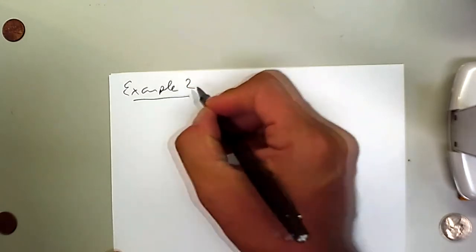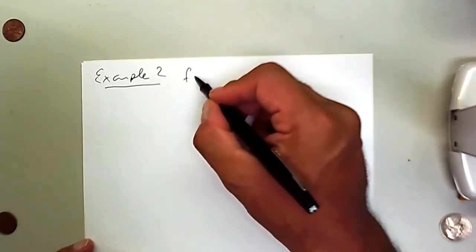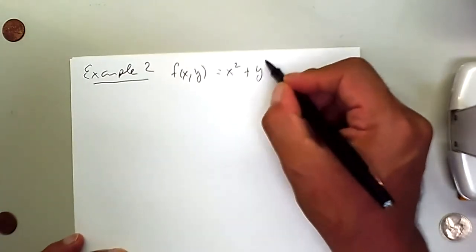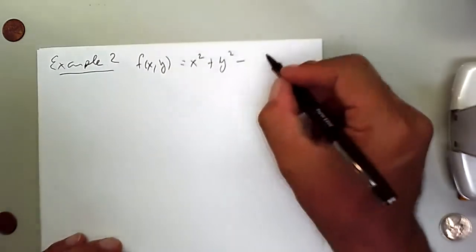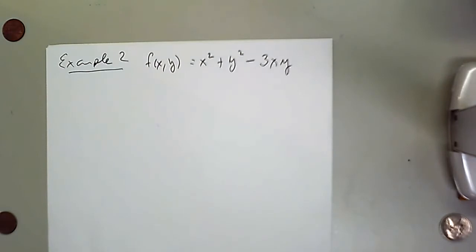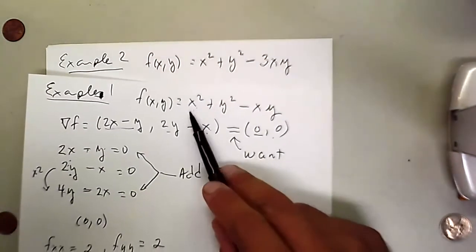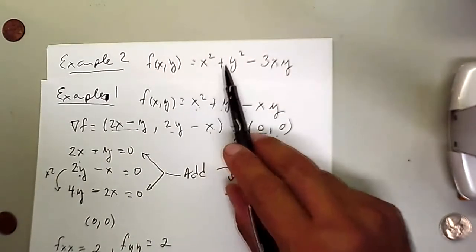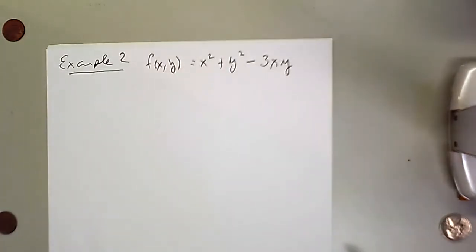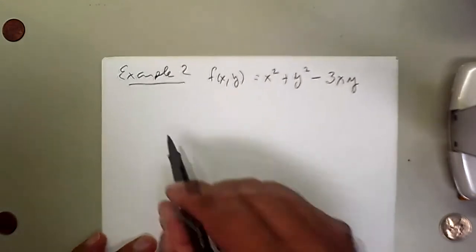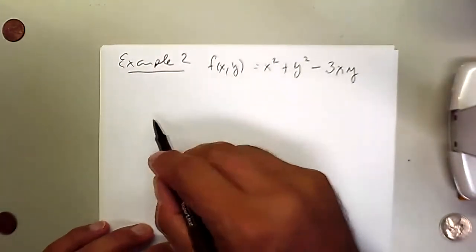Example 2. What if we have f of x, y equals x squared plus y squared minus 3xy? So our first example was about x squared plus y squared minus xy. This new example is x squared plus y squared minus 3xy. That makes a huge difference. Okay, so we want to find critical points.